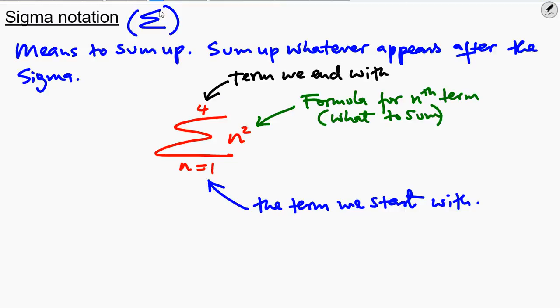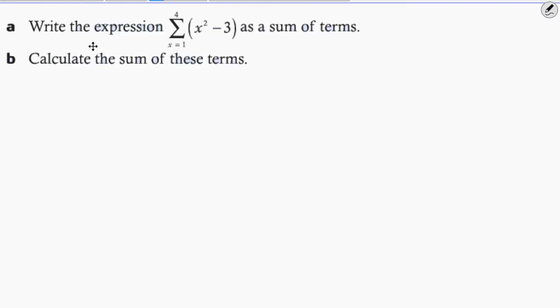Okay, I'm going to look at an example to discuss how to work this out. This is a typical example that we'll get. Write the expression as a sum of terms. So what you're going to do is to use this expression to write the sum of the terms that you're given in this expression. Basically, I'll just copy this down. The sum from x is equals to 1 to 4 of x squared.